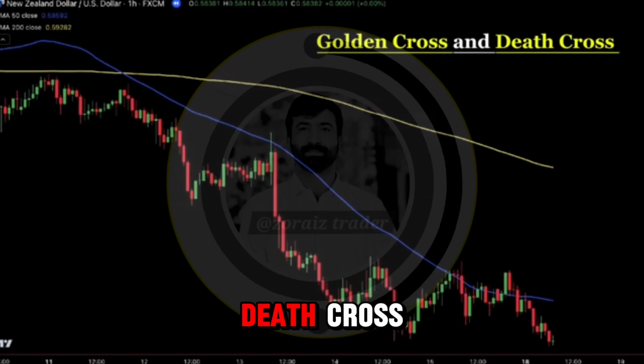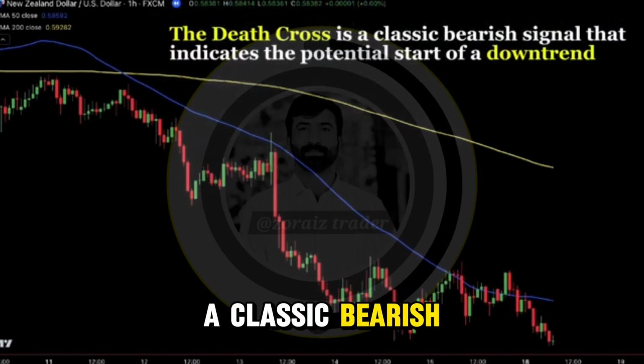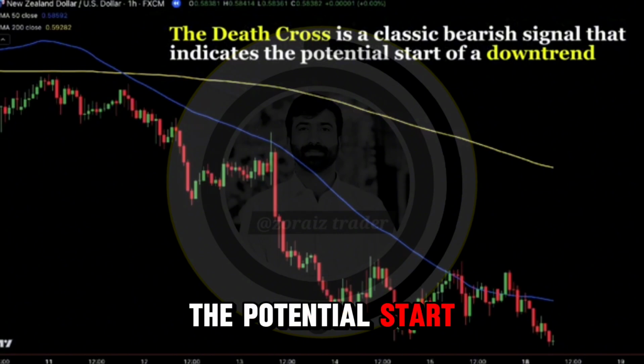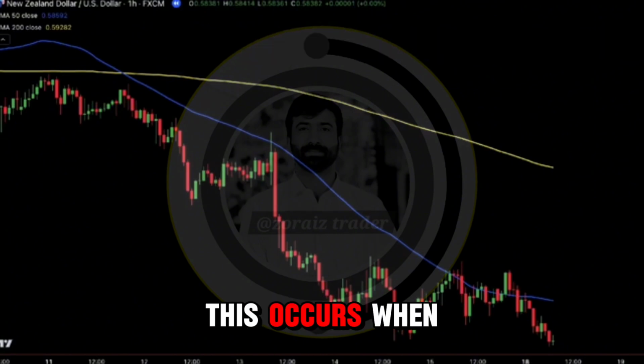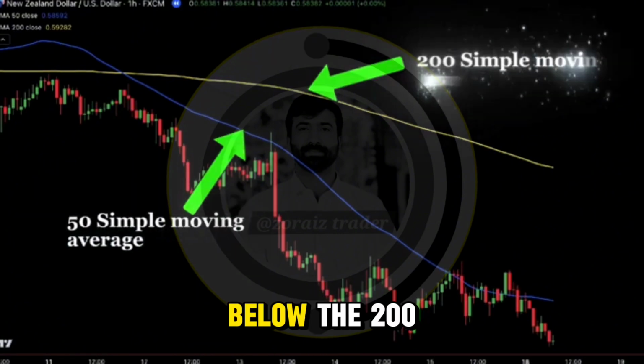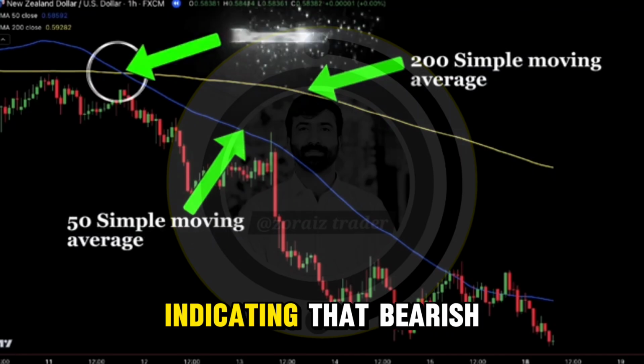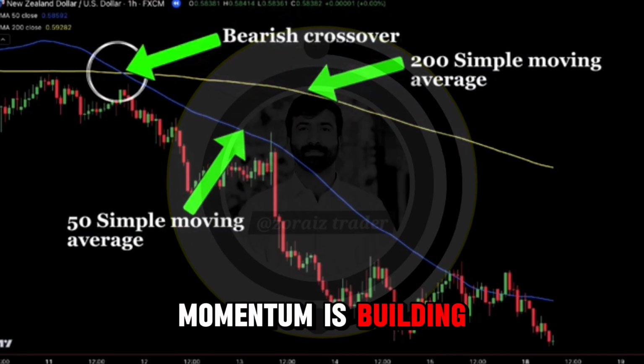Golden cross and death cross. Let's start with the death cross, a classic bearish signal used to identify the potential start of a downtrend. This occurs when the 50-day moving average crosses below the 200-day moving average, indicating that bearish momentum is building.